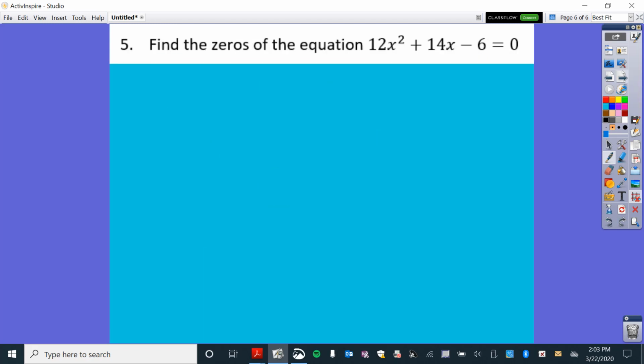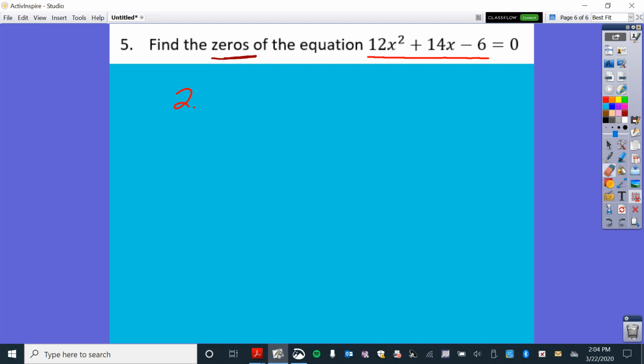And the last one, they want you to now find the zeros of the equation. So 12x squared plus 14x minus 6. So again, for this one, you can still factor out, and that's how they're going to kind of do this one. They're going to factor out the number, or the greatest common factor between this expression. So if we look at 12, 14, and 6, what number factor do they all have in common? Okay, they all have a 2 in common.